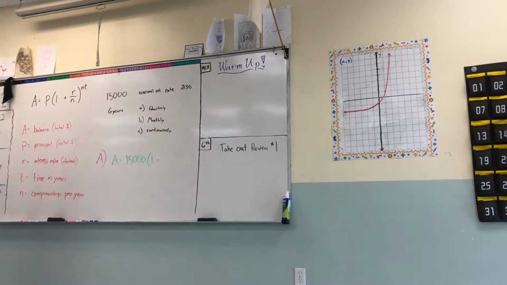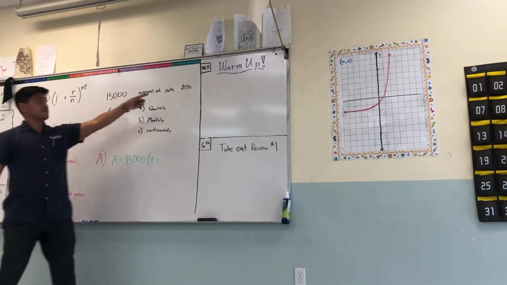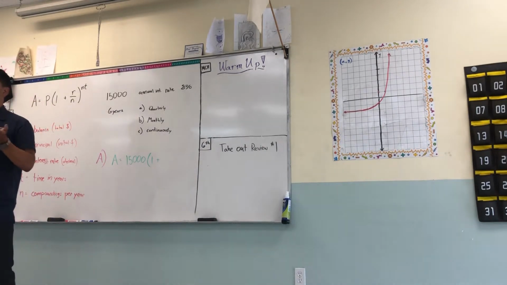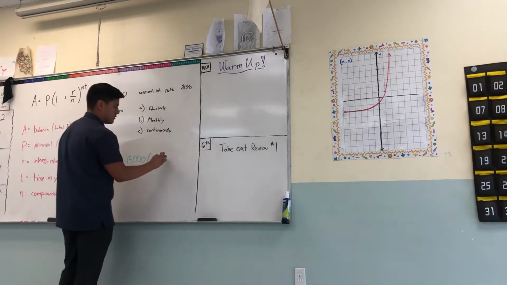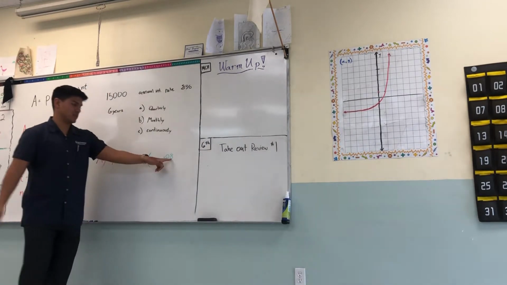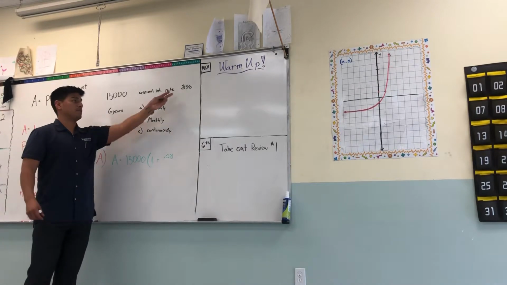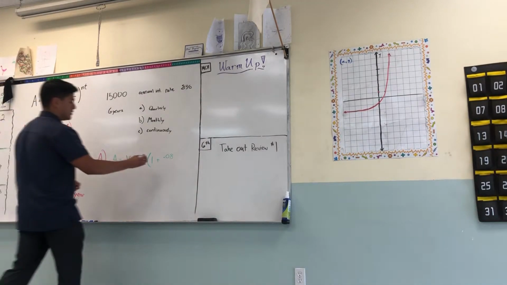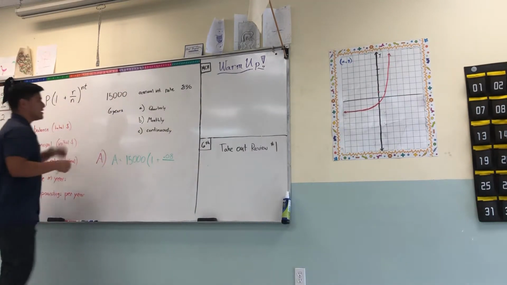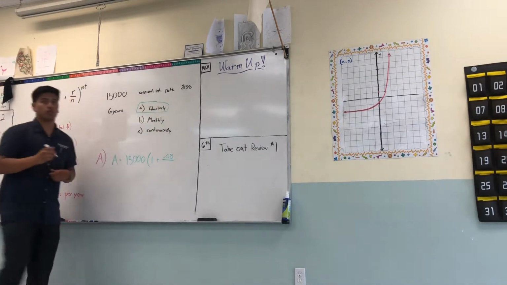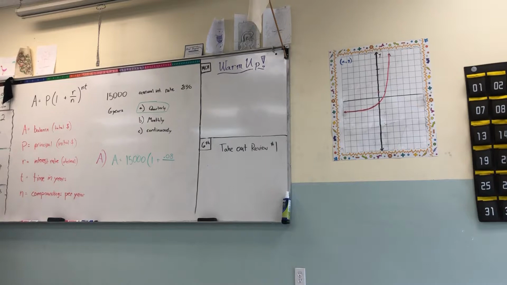What's r? 8%, so that means you need to turn 8% into a decimal, right? Percent means per 100, so what's it going to be? Not 0.008, but 0.08, because 8 has to be in the hundredths place, right? So 0.08 over n. We're doing A right now, so we're compounding quarterly. How many times per year is it getting compounded? 4 times, right?